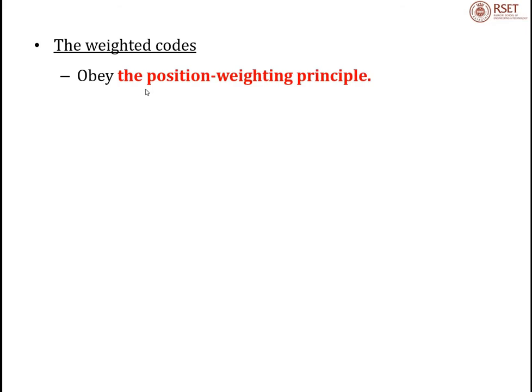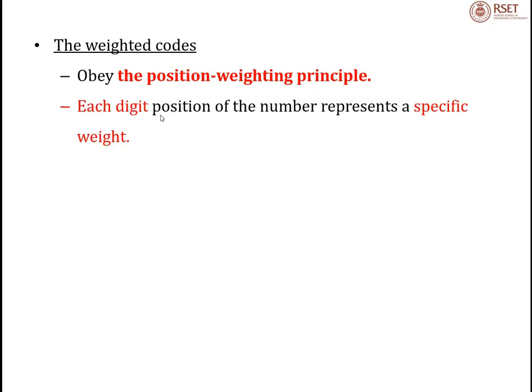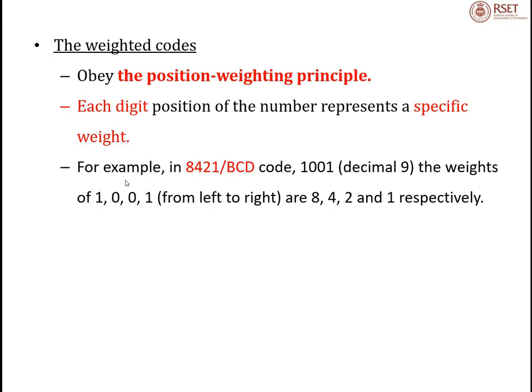What are weighted codes? Weighted codes are ones which obey the position weighting principle. Position weighting principle means each digit position of the number represents a specific weight. So for example, one of the weighted codes is BCD code. Decimal number 9 is represented as 1001 in BCD code. So the weights of 1001 are 8, 4, 2 and 1 respectively.